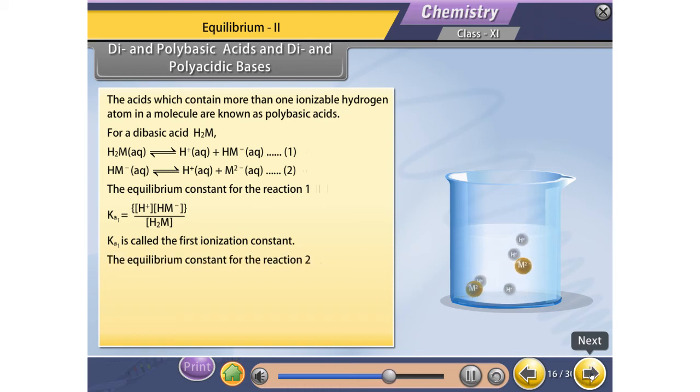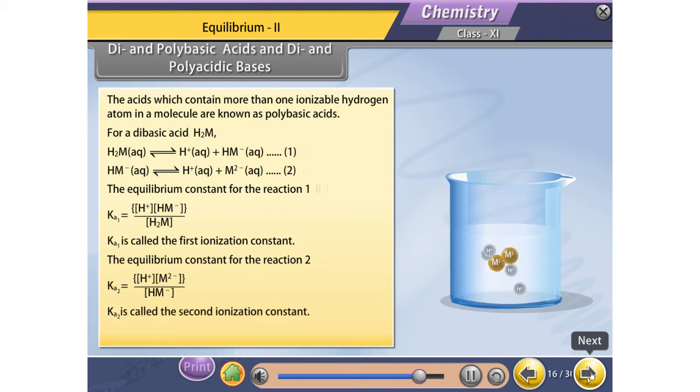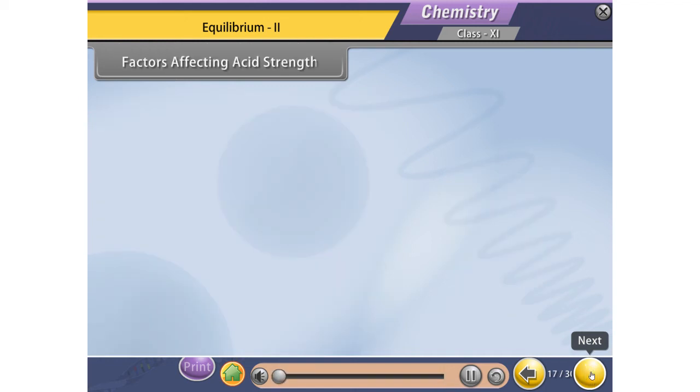The equilibrium constant for reaction 2, Ka2, equals [H+][M2-] by [HM-]. Ka2 is called the second ionization constant. Ka1 is greater than Ka2.